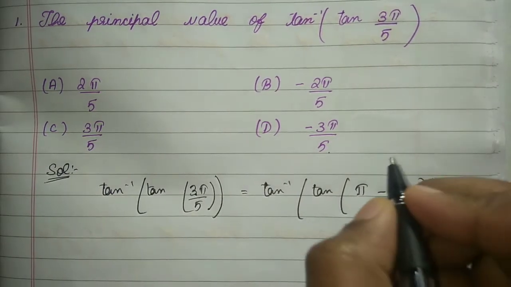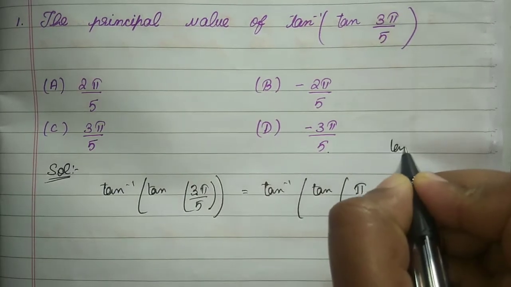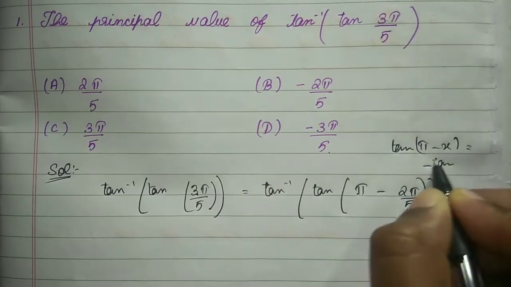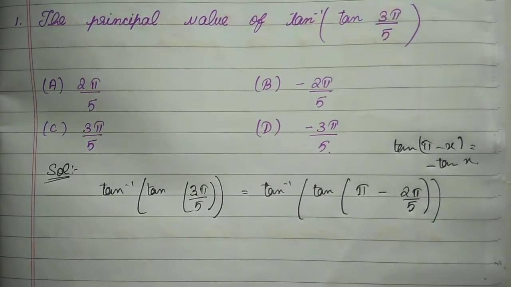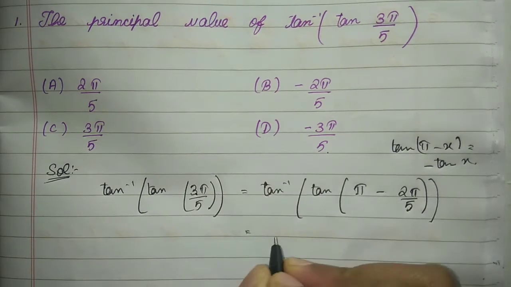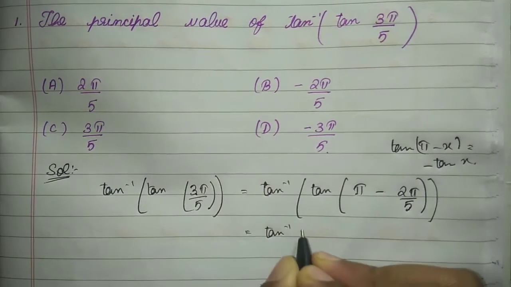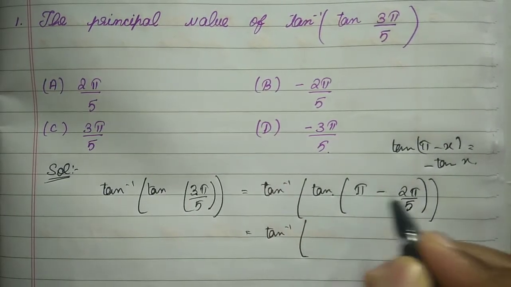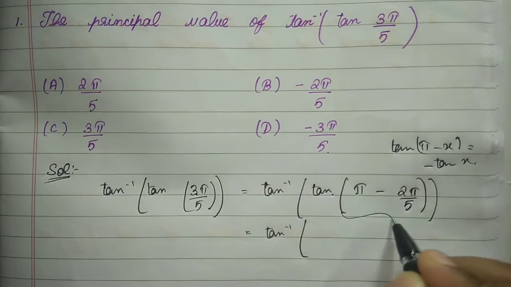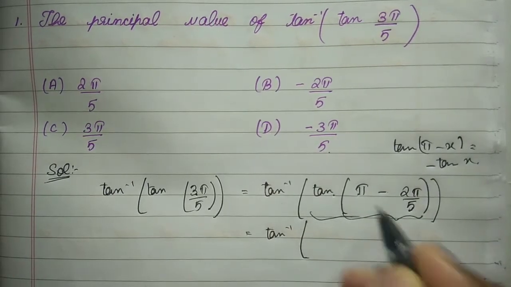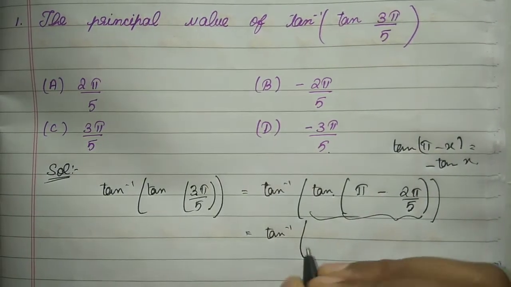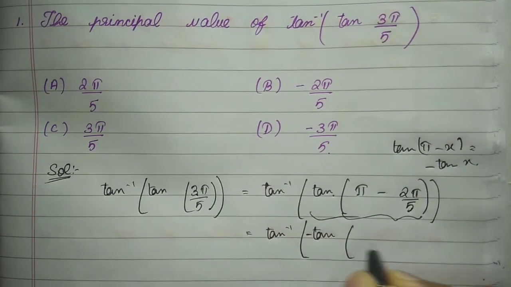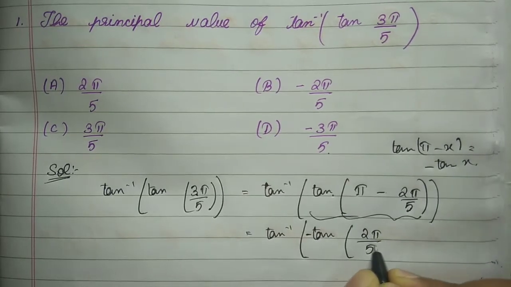So what is tan of pi minus x? Tan of pi minus x is equal to minus tan x. We will use this formula to do it. So we take tan inverse of minus tan 2 pi by 5. You don't do anything until we get the principal value for tan theta. Then you can cancel tan and tan inverse, and it is minus 2 pi by 5 here.